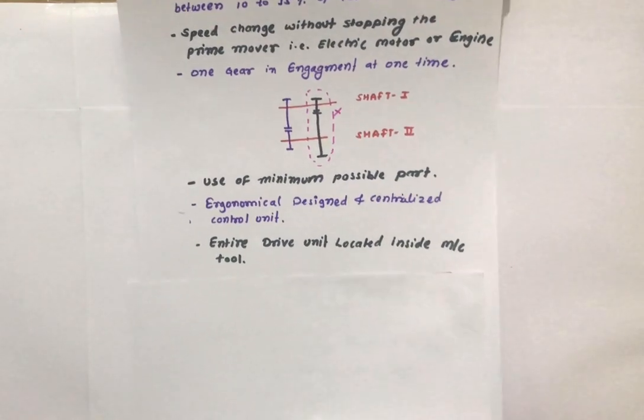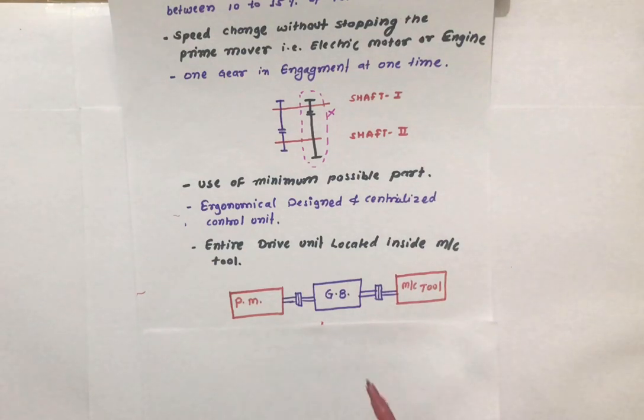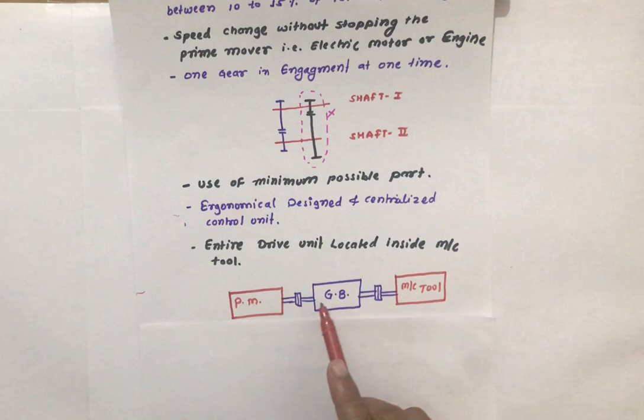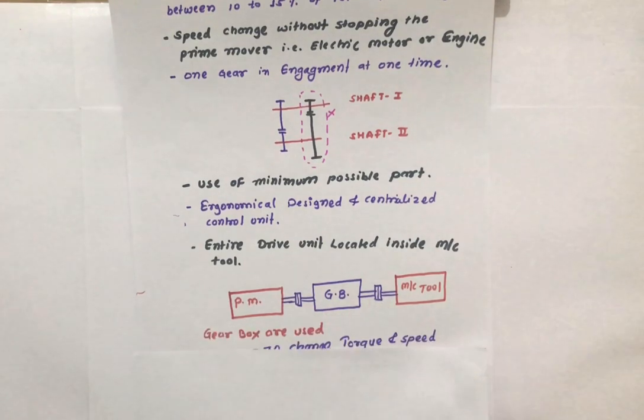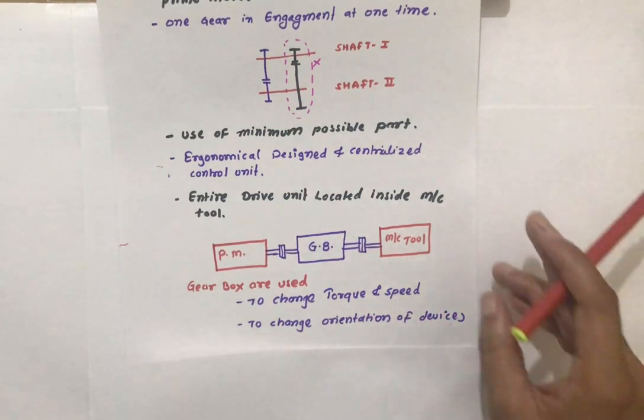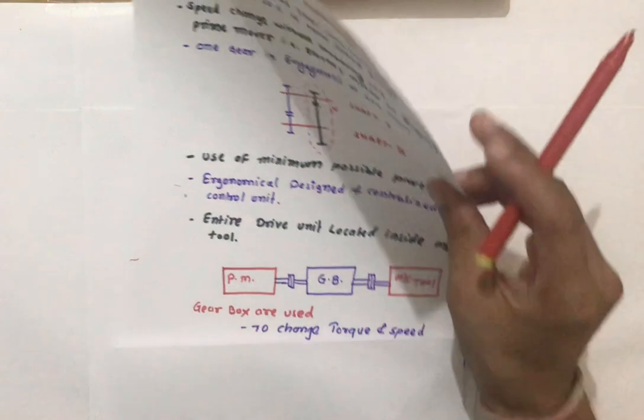Now we will see the location of gearbox. The gearbox connects the machine tool and prime mover by using shafts and couplings. Gearboxes are used to change the torque and speed or to change the orientation of the device or machine. Next we will see the design of gearbox for machine tool applications.